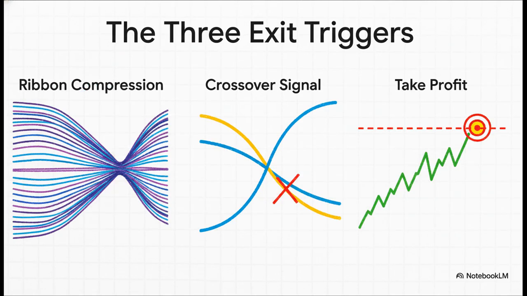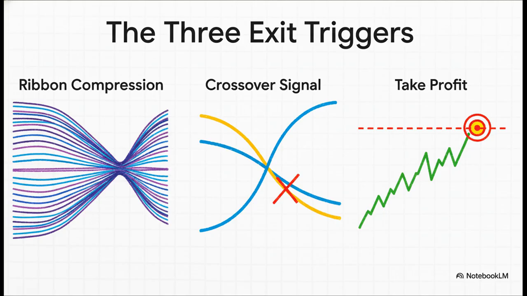You know, getting in is only half the battle. Knowing when to get out is just as important. With this strategy, you have 3 crystal clear exit signals. The main one is ribbon compression. When you see those EMAs start to squeeze together, it's a sign the trend's momentum is dying. A more specific trigger is seeing that fast EMA cross back below the medium-term 21. Or, the simplest one, you just get out when you hit your profit target, which is often set based on the market's recent volatility.